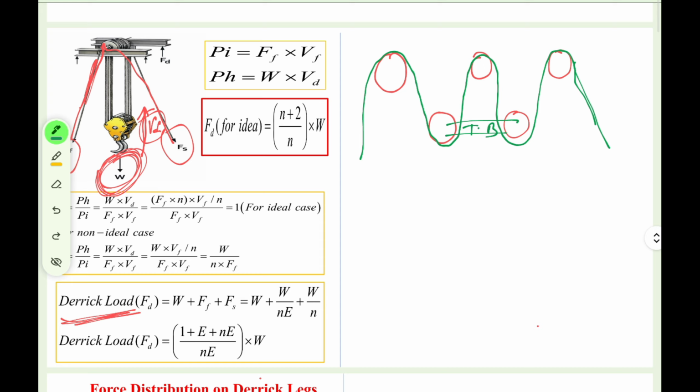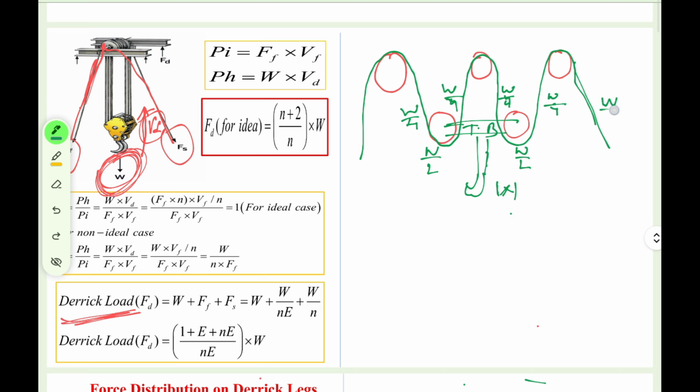This is your traveling block, this is your rope, and this is your hook, right? So as I told you, this load is divided equally. This W is divided into W by 2 over here and W by 2 over here. And now this W by 2 is further divided into W by 4 in this case, so here it is W by 4 on each rope.